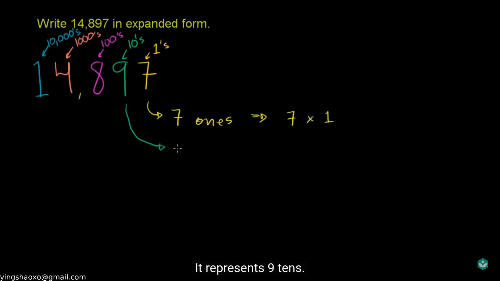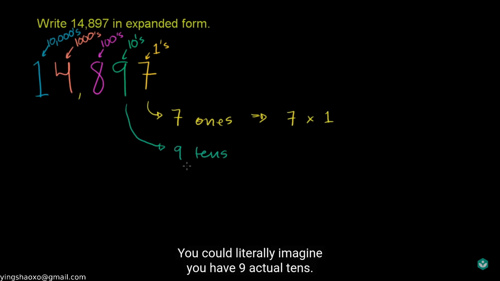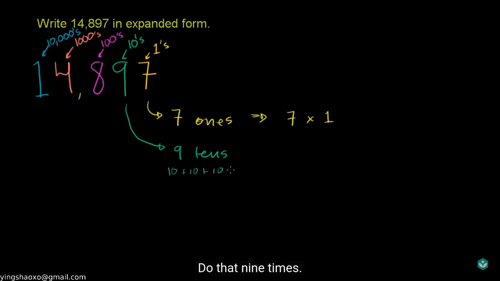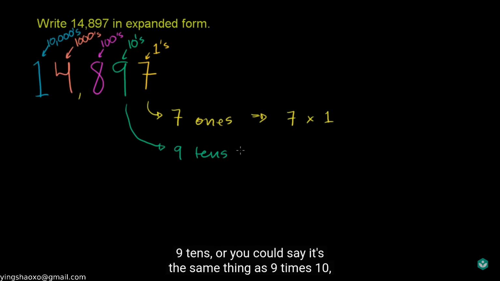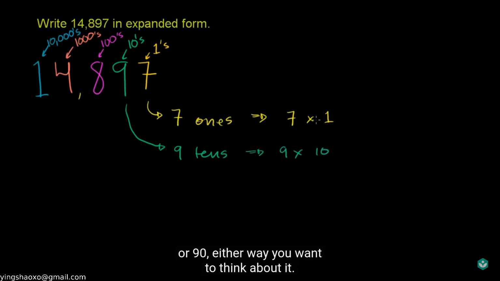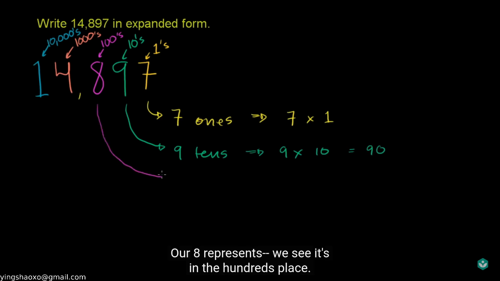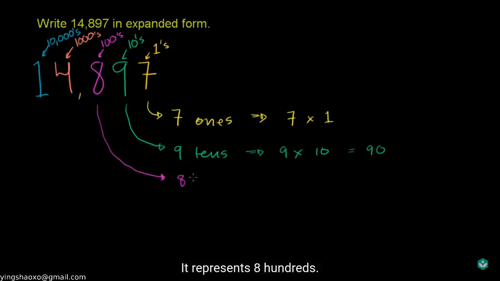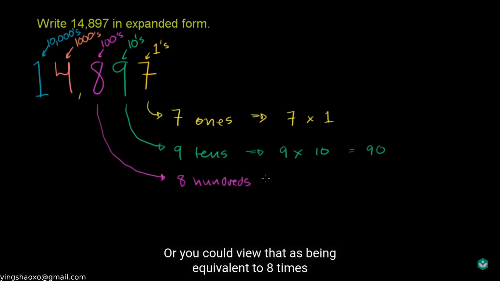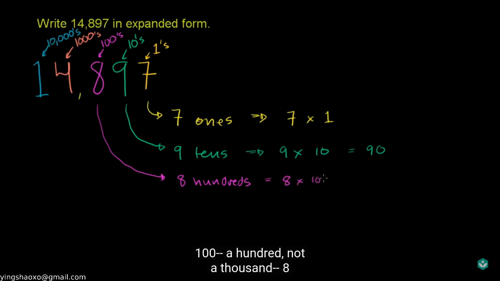So what does the 9 represent? It represents 9 tens. You could literally imagine you have 9 actual tens. You could have a 10 plus a 10 plus a 10, do that 9 times. That's literally what it represents. 9 actual tens. Or you could say it's the same thing as 9 times 10, or 90. Either way you want to think about it. It represents all of these things: 9 tens, or 9 times 10, or 90. So then we have our 8. We see it's in the hundreds place. It represents 8 hundreds. Or you could view that as being equivalent to 8 times 100. 100, not 1,000.